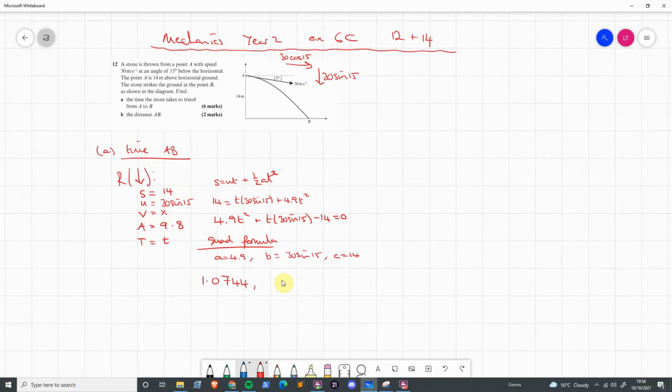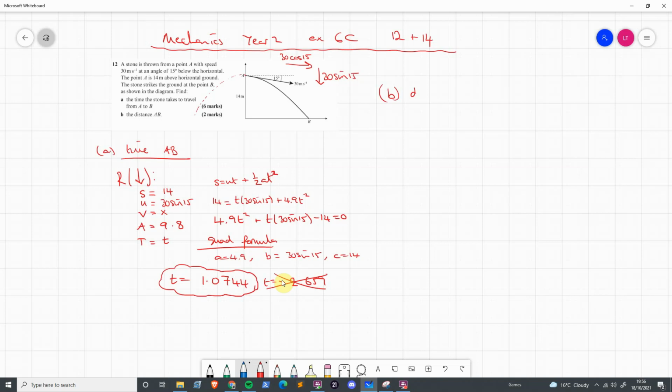When I do that, I am going to get 1.0744. I'm also going to get minus 2.659. The minus 2.6 clearly doesn't make sense. That's kind of like if we completed the quadratic like that, and it's taken that time back there. So this is my clear answer here. How that was worth 6 marks, I really don't know. But it was, so nice 6 marks.